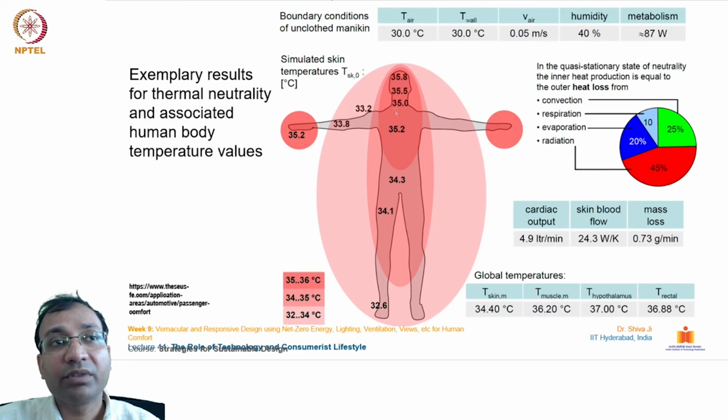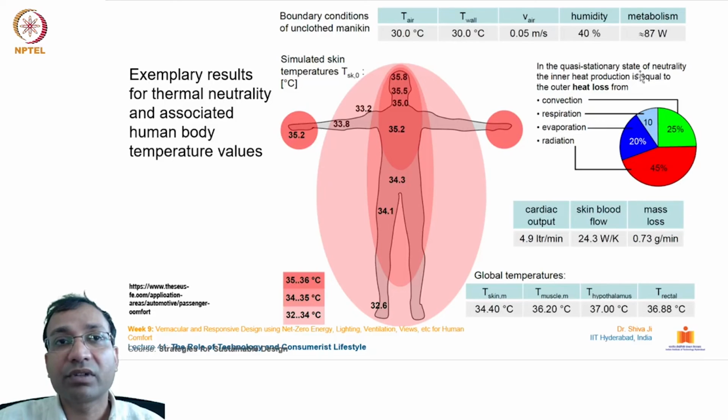So you can understand from here these body conditions of an unclothed mankind. If the air is at 30 degrees centigrade, the wall is at 30 degrees, the air velocity is 0.05 meter per second, humidity at 40%, and the activity at 87 watts, in this kind of situation, how is the body going to perform?